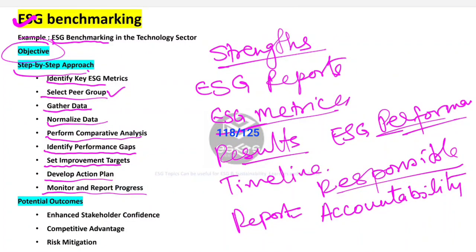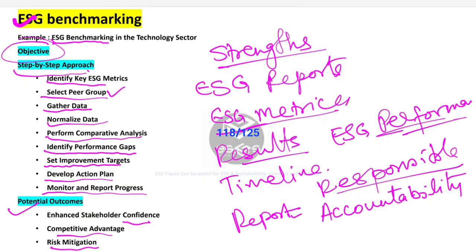Okay, then next comes the potential outcomes of this process of ESG benchmarking. Here we discuss certain outcomes like enhanced stakeholder confidence. So we demonstrate proactive management of ESG risks and opportunities, enhancing investor and stakeholder trust, then competitive advantage in the market, identify opportunities to differentiate company XYZ through superior ESG performance, attracting socially responsible investors and customers.